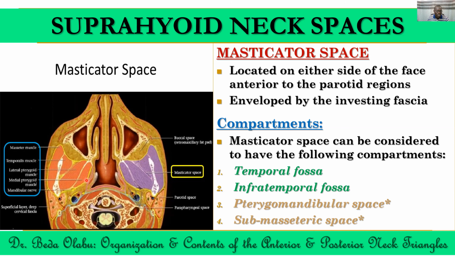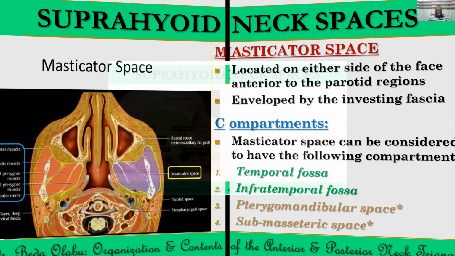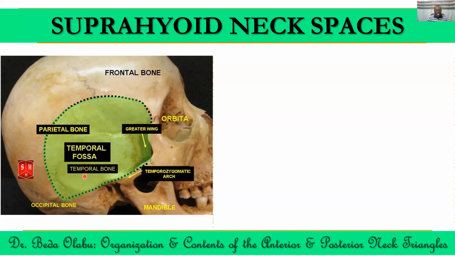Important to note is that we call it the masticator space because it contains the muscles of mastication. Their names are the masseter muscle, which is this one, the temporalis muscle, which is this, the lateral pterygoid muscle, which is that one, and the medial pterygoid muscle, which is that one. Those are muscles of first pharyngeal arch origin. Now let's talk about those 4 spaces of the masticator space.